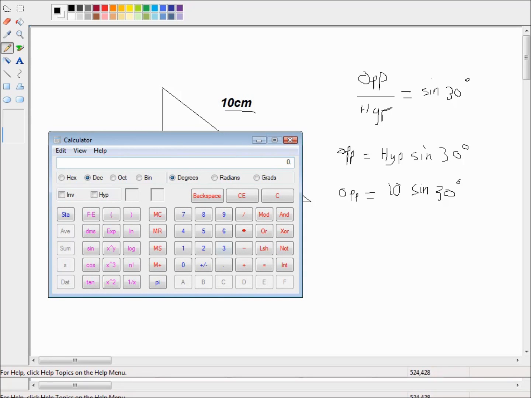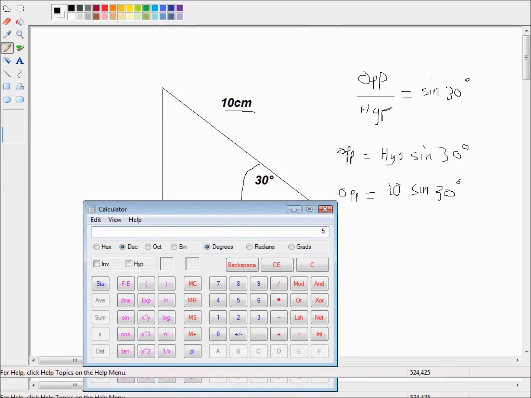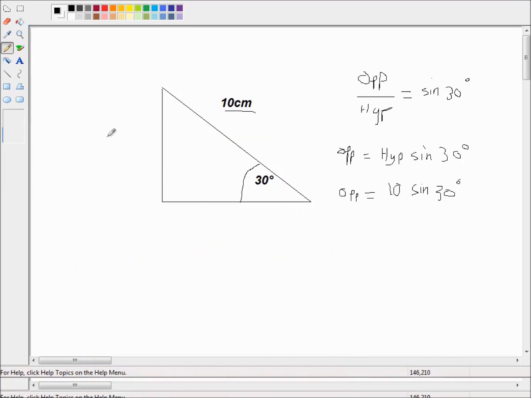Okay, so we have our scientific calculator. So the opposite is equal to 10 times, I'm checking that I'm in degrees because I'm going to use a trigonometric function, and then I'm typing in 30 and clicking the sine button, and that comes to 5. So the opposite is just 5 centimetres.